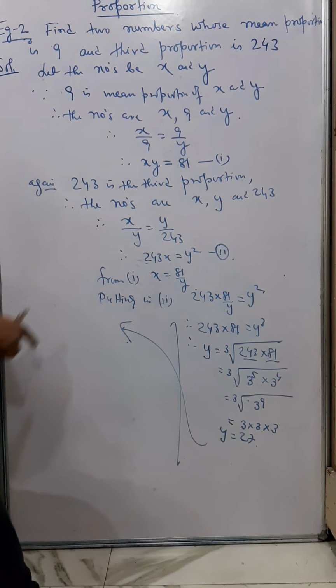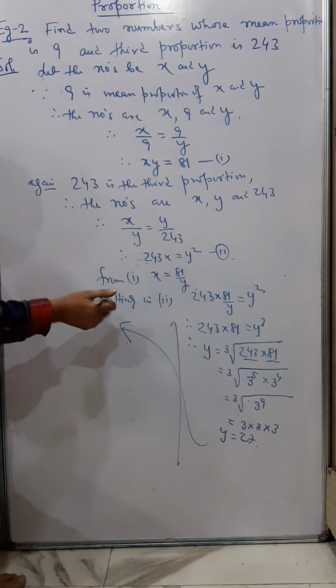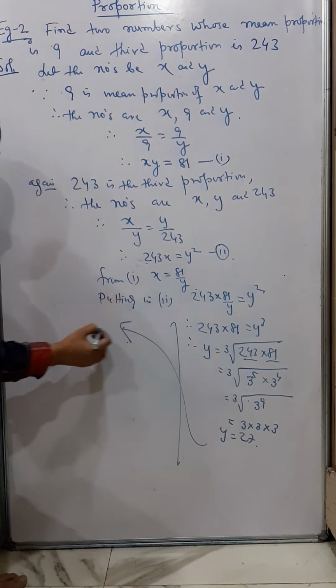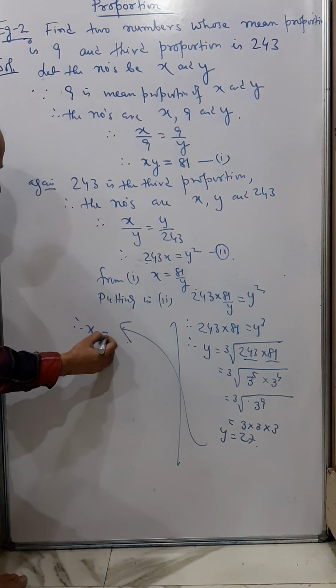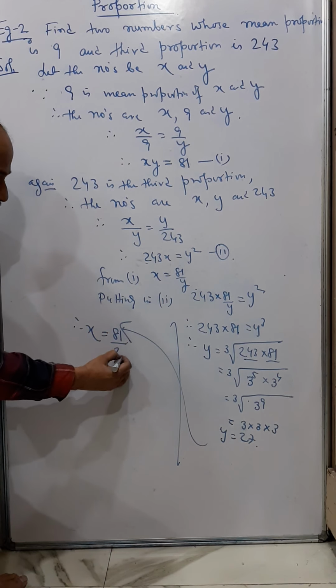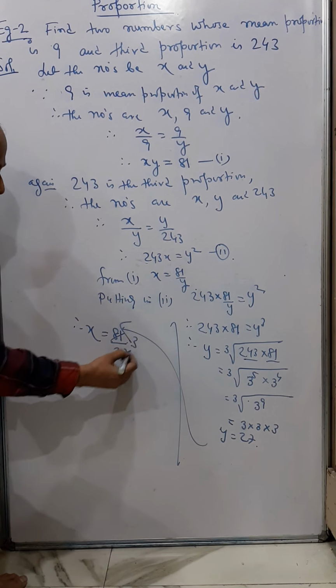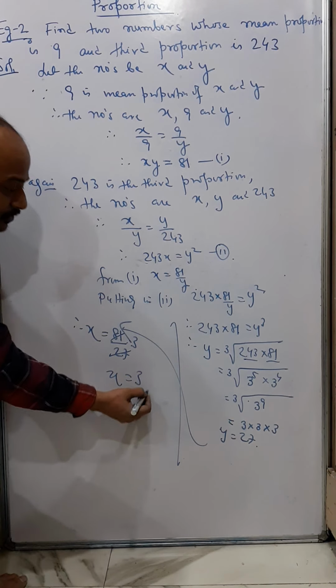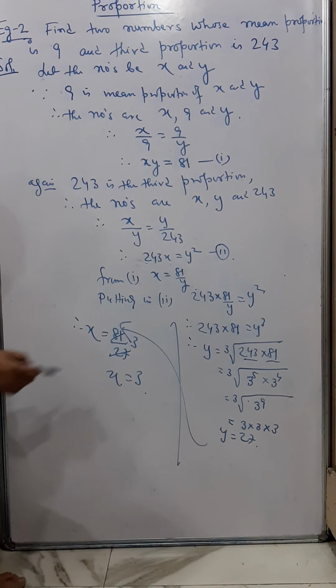And now we can get the value of x, because we know here that x equals 81 by y, and therefore we can say that x equals 81 by 27. So we get x equals 3. So therefore the numbers are 3 and 27. Okay, so please copy this.